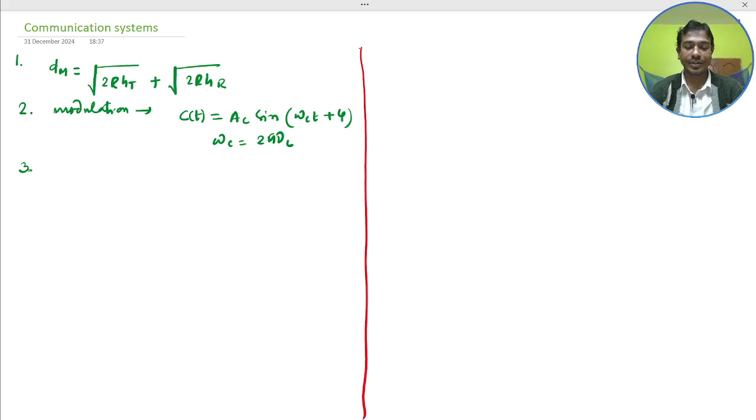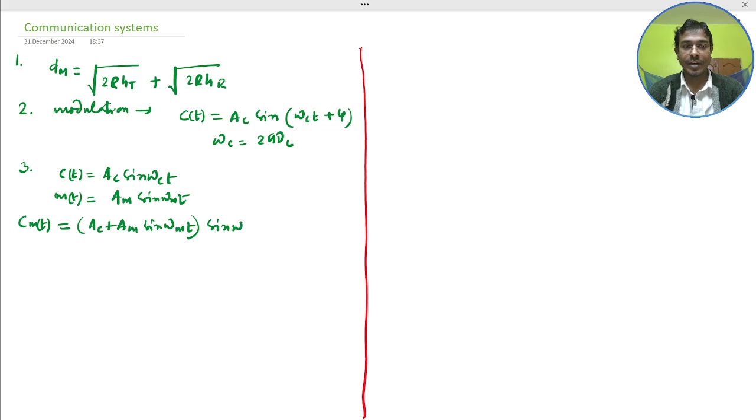Next one, the amplitude modulation. Here the carrier wave is c(t) equal to A_c sin omega_c t, and the message signal is A_m sin omega_m t. So the modulated signal will be c_m(t) equal to (A_c plus A_m sin omega_m t) sin omega_c t, that is equal to A_c into (1 plus A_m by A_c sin omega_m t) into sin omega_c t.